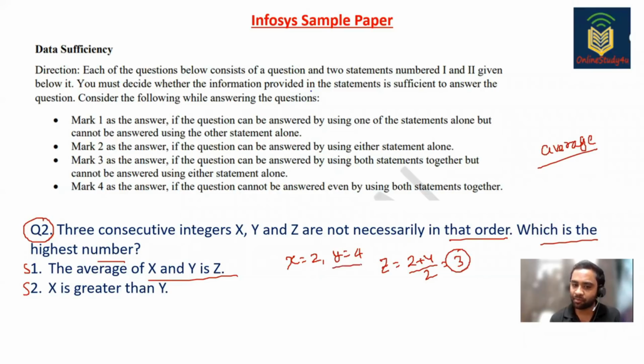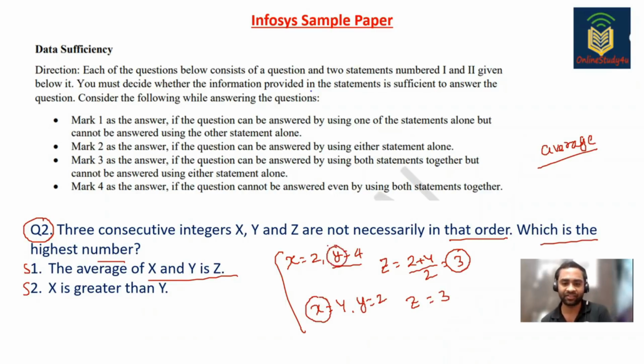So here the highest will be y. Now if x is 4 and y is 2, then z will again become 3. Now who will be the highest? This time x will be highest, and last time y was highest. So we will not be able to identify from statement 1, because they have not told us whether x is greater or y is greater. They have not given any information about that. So from statement 1, we will definitely not be able to get anything.